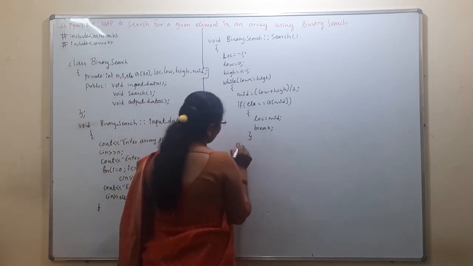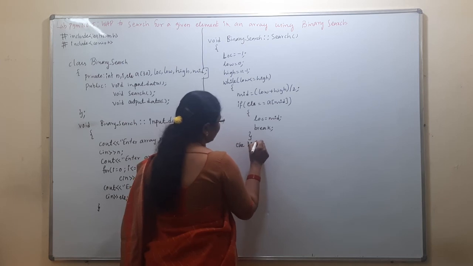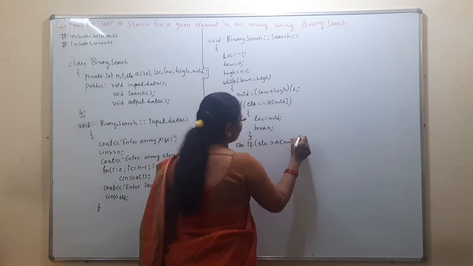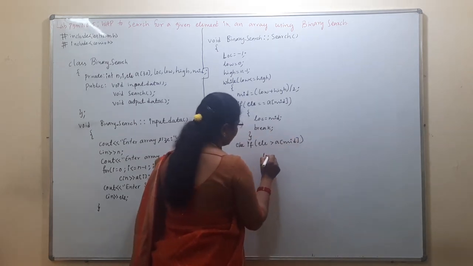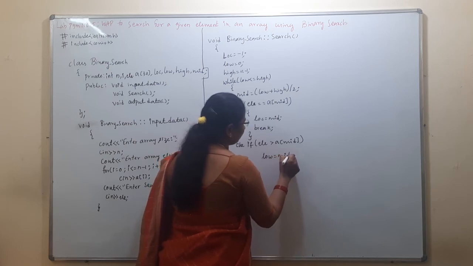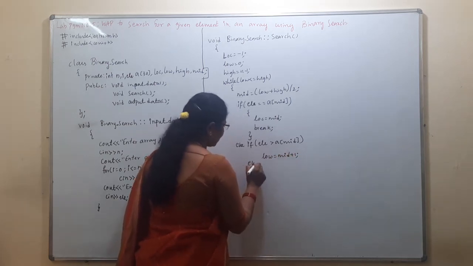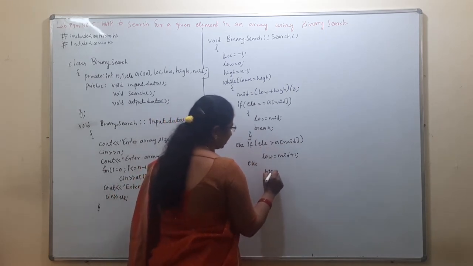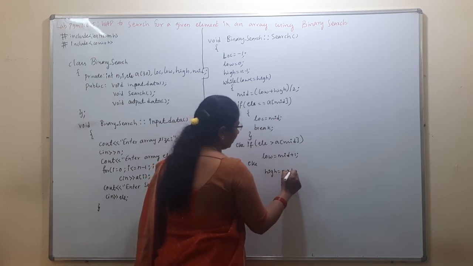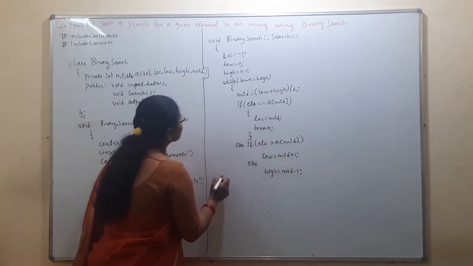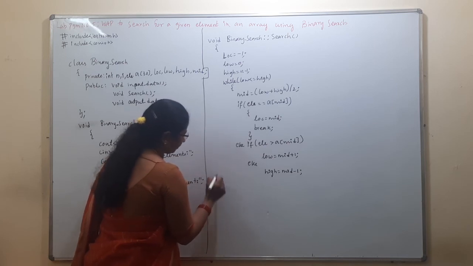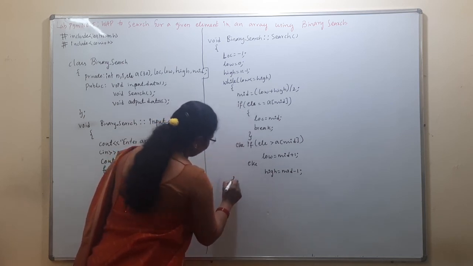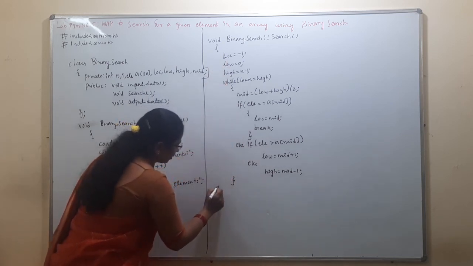Then if it is not, else we are checking the condition. If the element is greater than a of mid, we are traversing towards the right hand side by bringing the low pointer equal to mid plus 1. Else we are traversing towards the left hand side, with a less than, then we are changing the high pointer equal to mid minus 1. So this is in your process. End of the while, then end of your function.